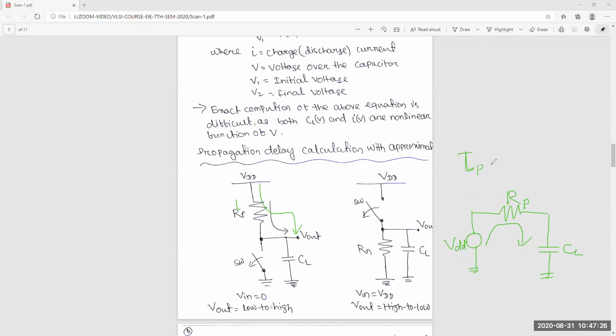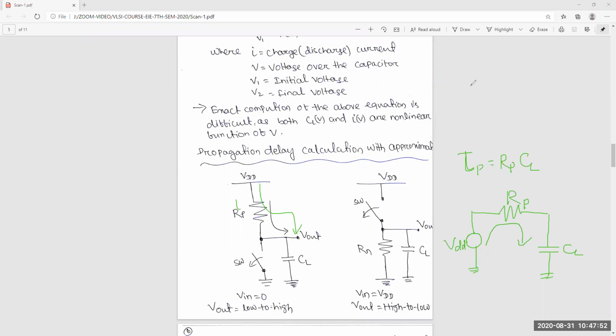R into C, R into CL. Tau is equal to RP into CL. Okay, so anyone can say that tau is equal to RC. But if we solve this, what is the time?